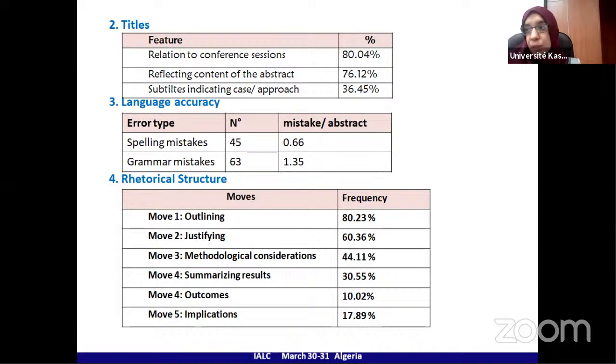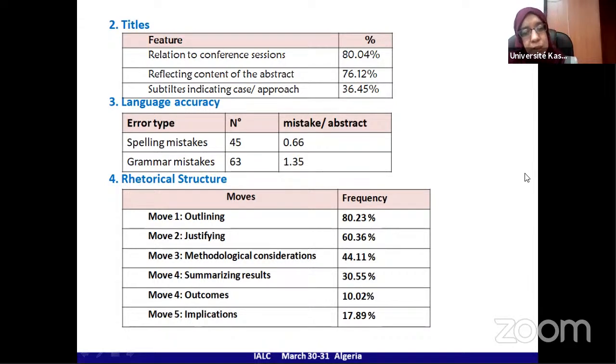And of course, it should be said that language accuracy creates an impression on the participants in the future by the reviewers. Finally, and most importantly, the rhetorical structure. We see here variety in the occurrence of the different moves. The most occurring move is outlining, with a percentage of 80.23%. Move 2, justifying, with a percentage of 60.36%.